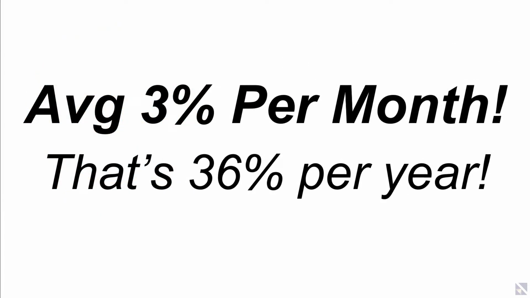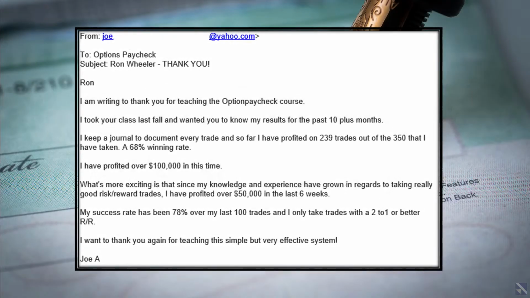Now, when you do the system, remember, you're going to be learning a system that's average 3% per month. That's 36% per year on average. And remember, it doesn't take a lot of time to do this every week. I received this email from a client who took the course.